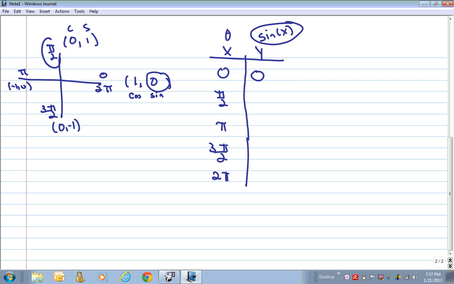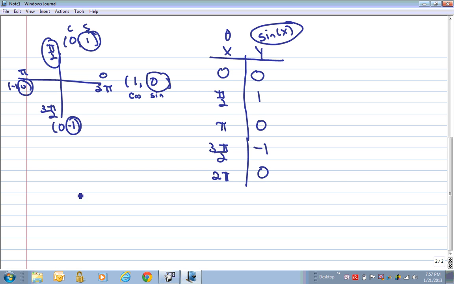When we're at pi over 2, our sine value would be 1. When we're at pi, our sine value would be 0. When we're at 3 pi over 2, our sine value would be at -1. And then when we get back to 2 pi, we're back to 0. Let's stretch this out on a graph and see what it looks like.